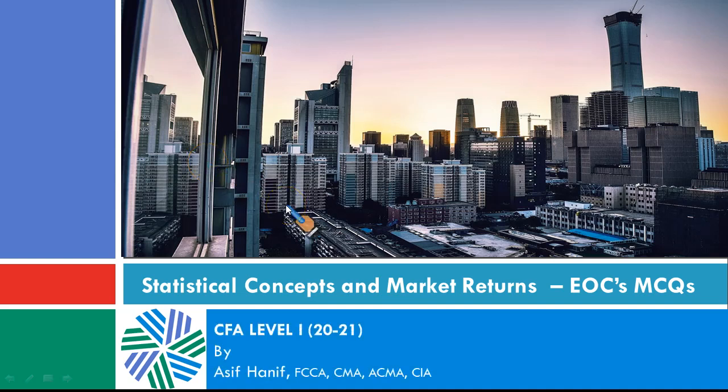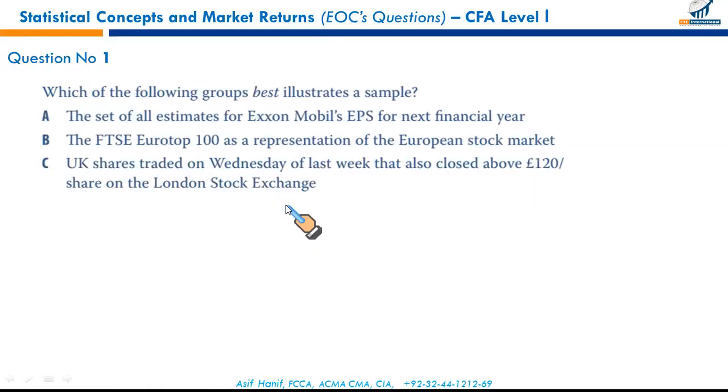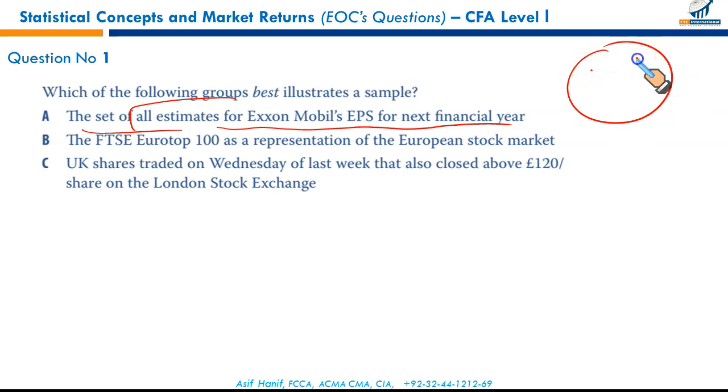All right, statistical concepts and market returns, questions from your end of chapter exercises. Which of the following group best illustrates sample? A set of all estimates for ExxonMobil's EPS for the next financial year. When the data is being considered in its totality, you're talking about the population, not the sample. This is the population of all the estimates for the next year EPS. It's not the sample. We're looking for sample.